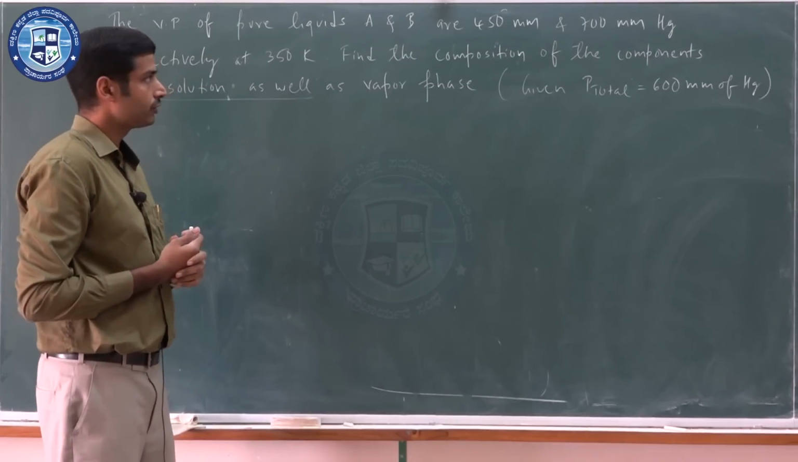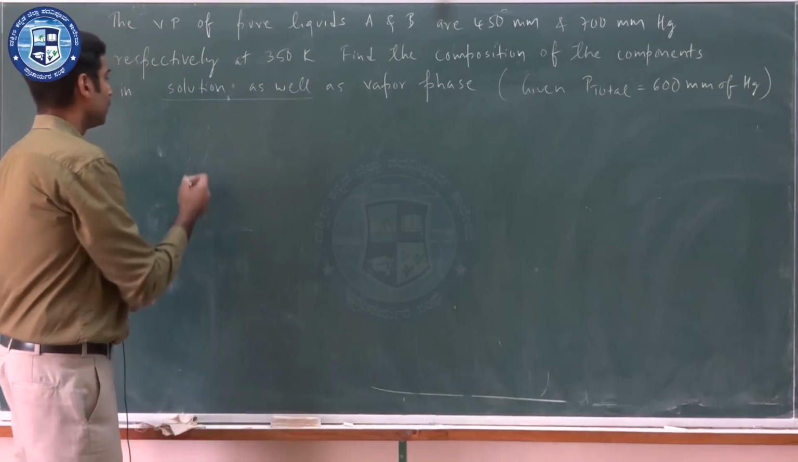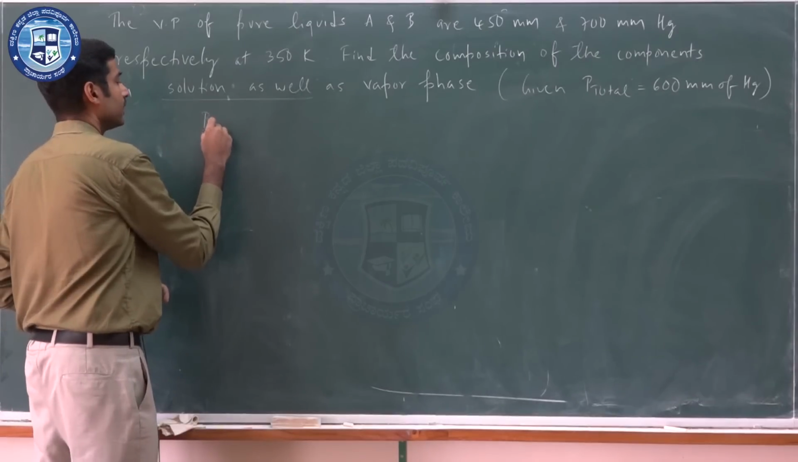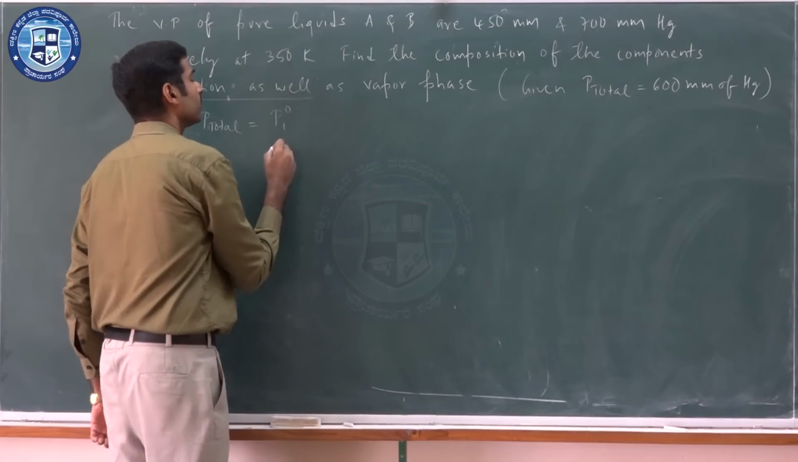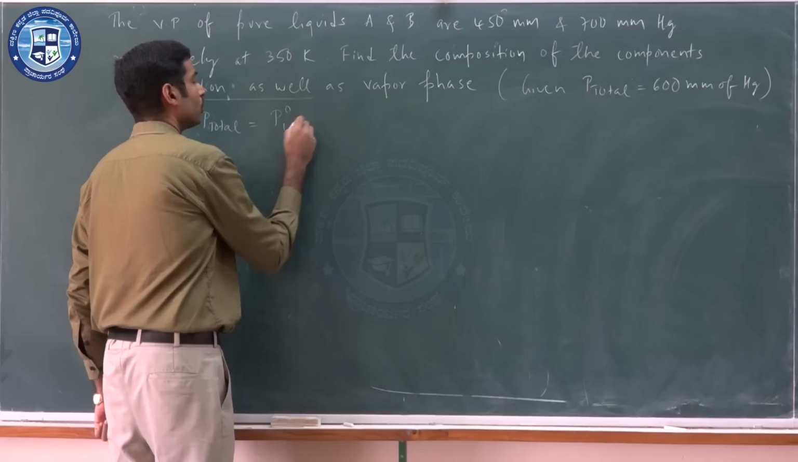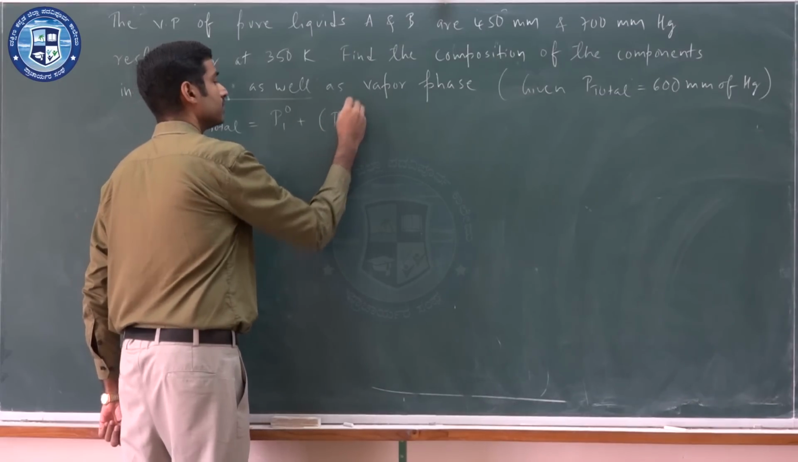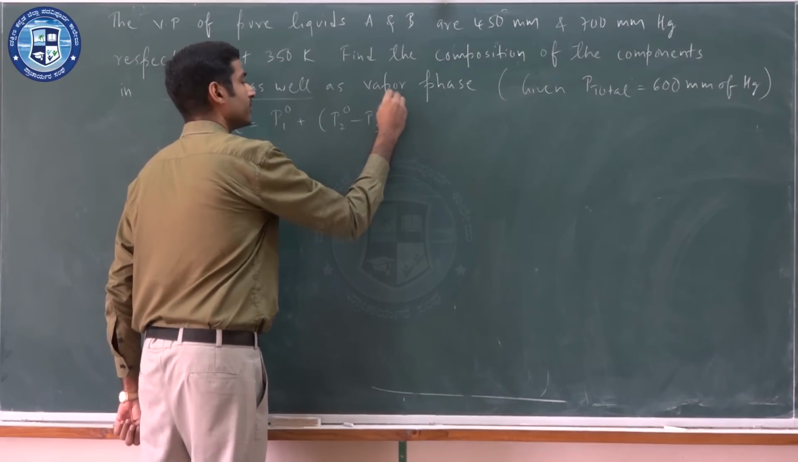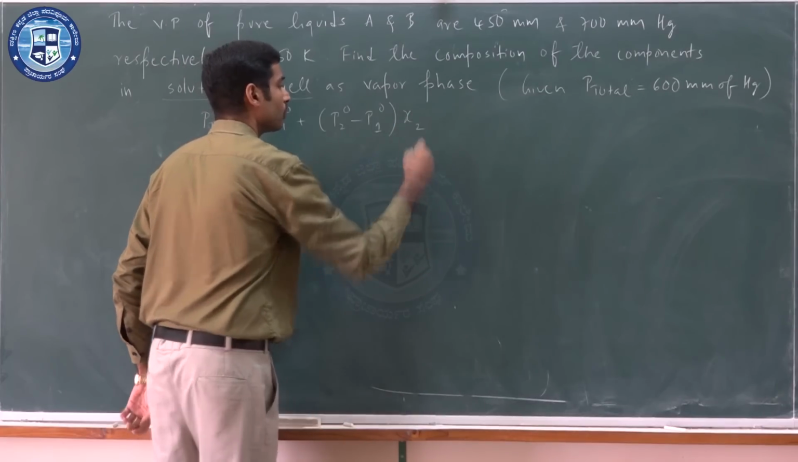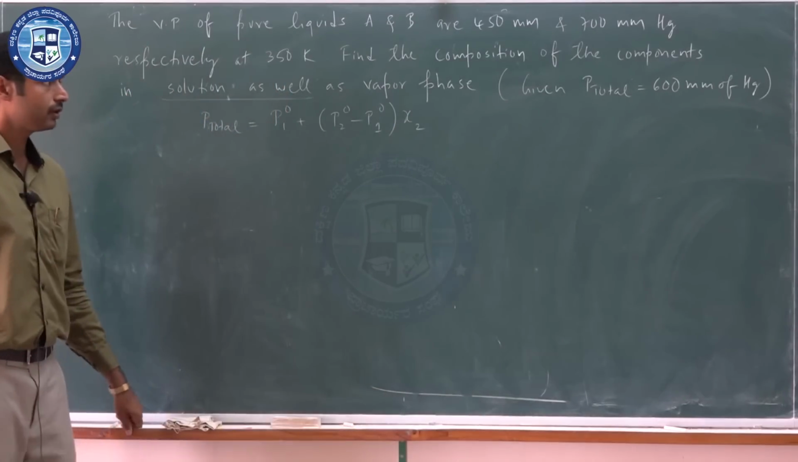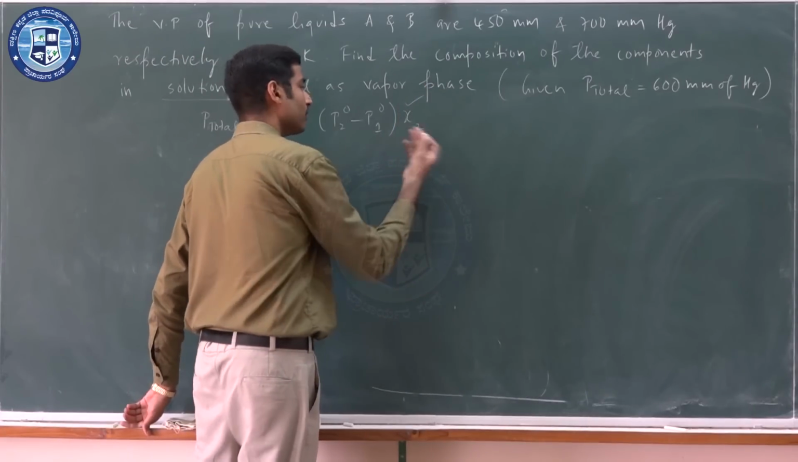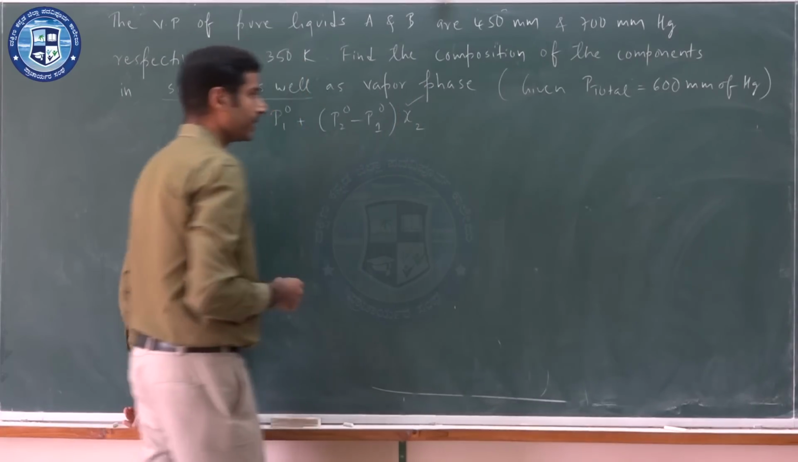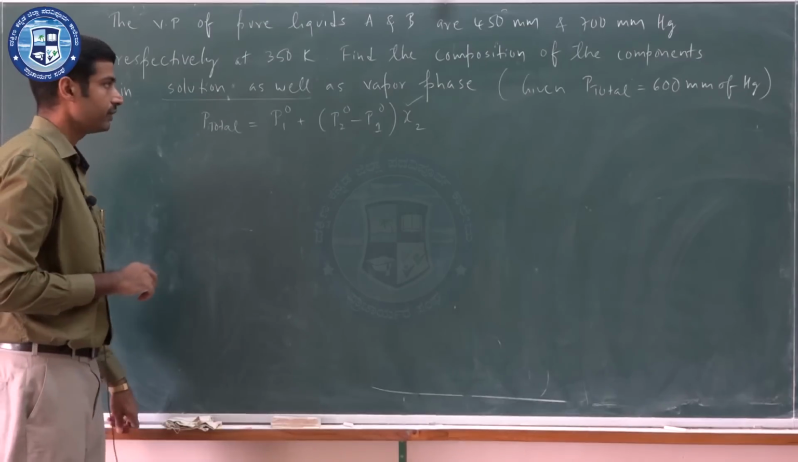So, we make use of the Raoult's law, and we understand that P total is given by the vapor pressure of the pure component 1 plus this difference in the vapor pressure of the pure components into mole fraction of component 2. So, I have to find out mole fraction of component 2, and once I find out x2, I should be able to find out x1. So, that is the first part of the problem.